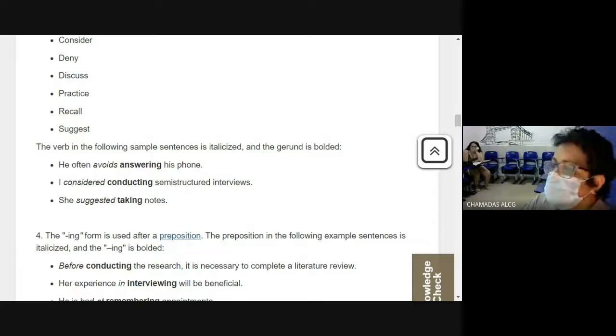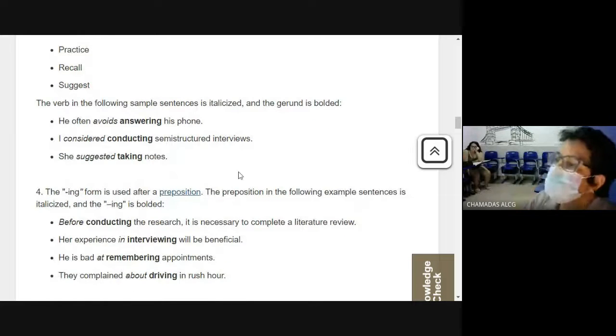She suggested taking notes. So if I substitute this with she suggested that, I can see that it's a noun, not a verb anymore, okay? In English, it's the way it is, okay? In Portuguese, we change a verb into a noun by using the infinitive, okay?